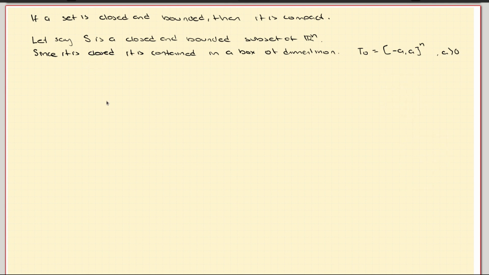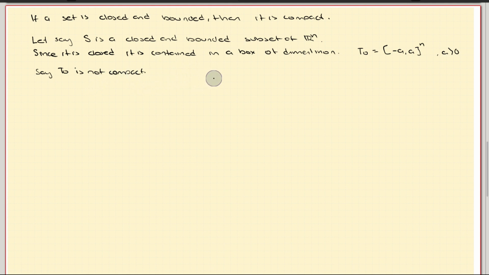So to show that T0 is compact, let's assume at the beginning that T0 is not a compact set. On the contrary, say it's not compact. So what will we have if T0 is not compact? We should find an open cover which does not admit any finite subcover.